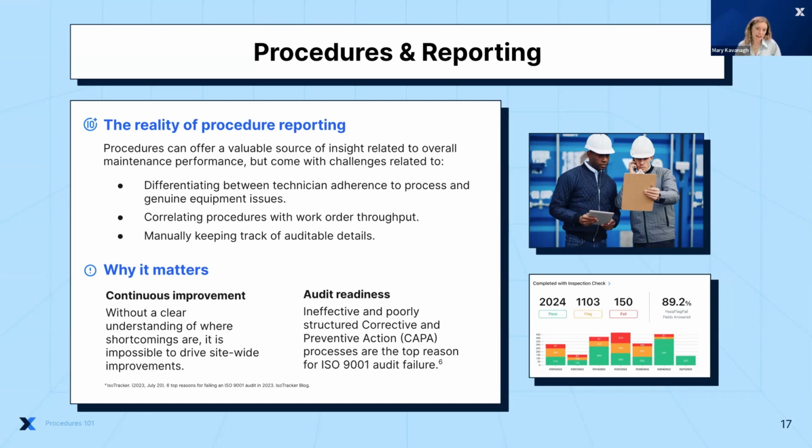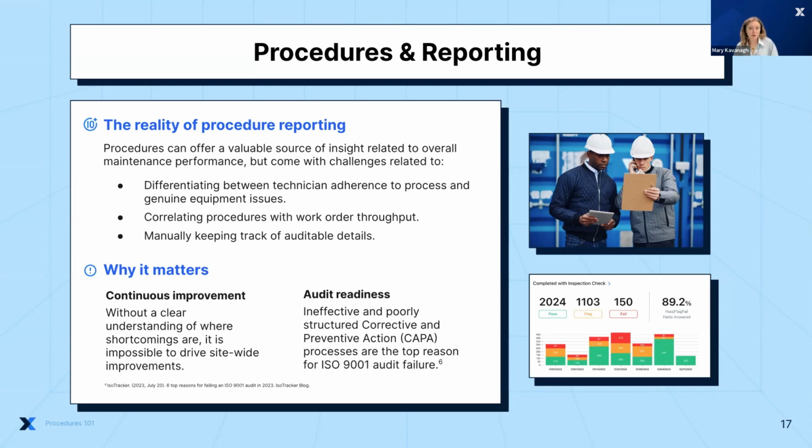Procedures can offer a valuable source of insight related to overall maintenance performance, but it's not exactly the easiest thing to report on typically. Several reasons why. Differentiating between technician adherence to process and genuine equipment issues is quite tricky. How do we know who's done something properly and when there's actually a problem with the equipment?